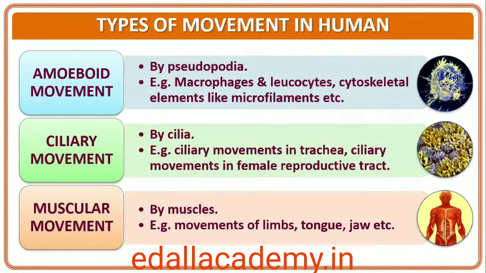Cytoskeletal elements like microfilaments are also involved in amoeboid movement. Ciliary movement occurs in most of our internal tubular organs which are lined by ciliated epithelium. The coordinated movements of cilia in the trachea help us in removing dust particles and some of the foreign substances inhaled along with the atmospheric air. Passage of ova through the female reproductive tract is also facilitated by the ciliary movement.